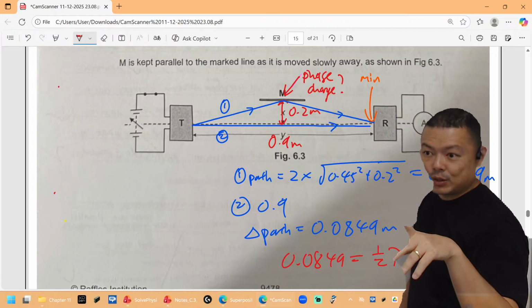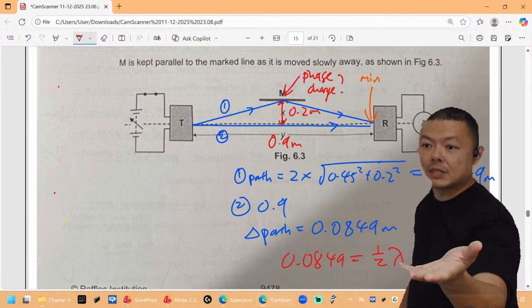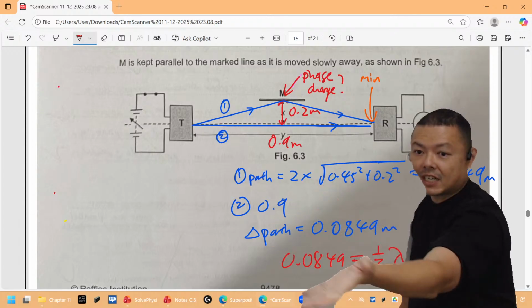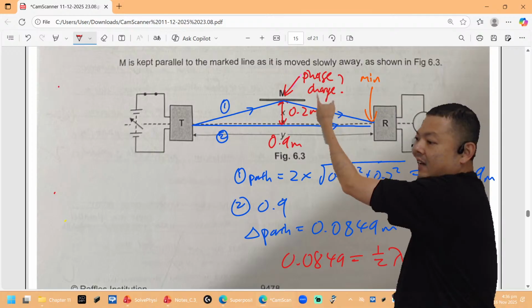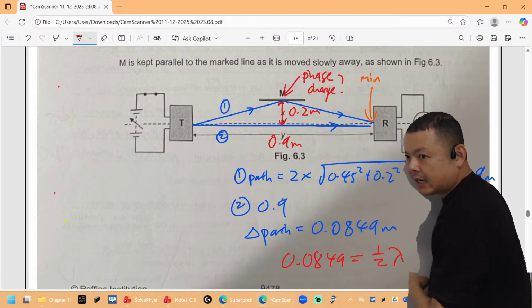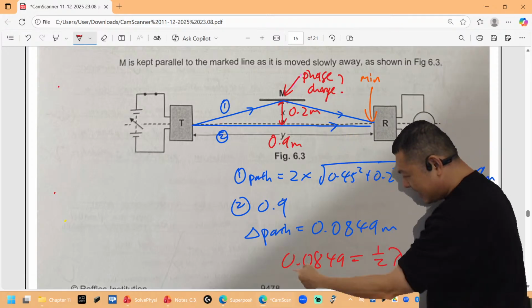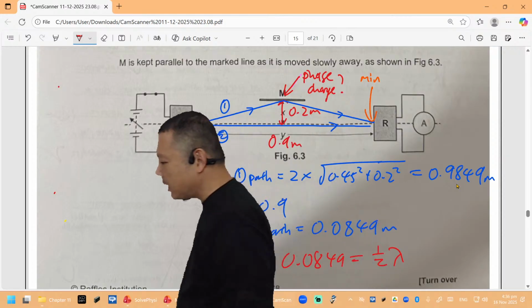So my suggestion to you guys is, go and check with your teacher. Follow school. The school says what? One school says there's a phase change, and the other says no phase change. Go and check whether there's a phase change. Because if there's a phase change, then this equals lambda. If there's no phase change, then this equals half lambda. That's the key thing, right? Wouldn't you want to get it right?